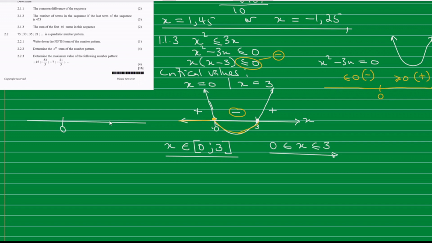So there's a 0 and a 3 there. So when you do your testing, you find that your values will be between 0 and 3. So you write your solution set like a number line. Okay, show a number line there. Since the inequality is including a 3, you use full circles.